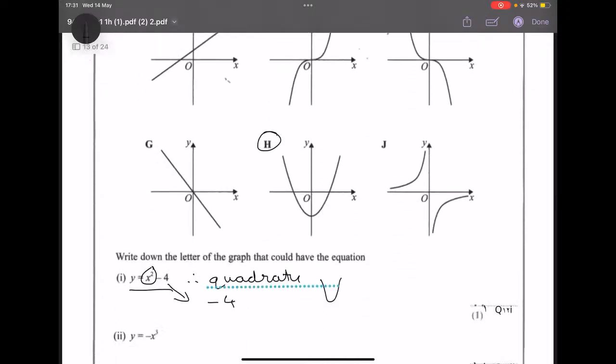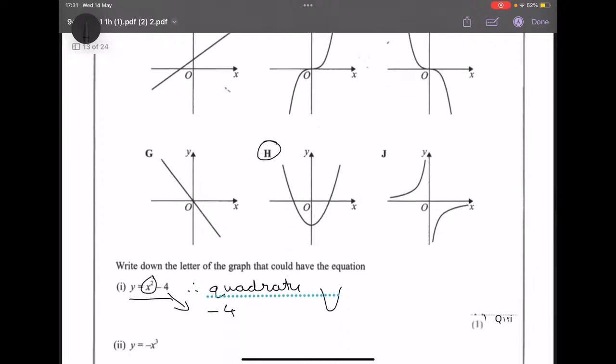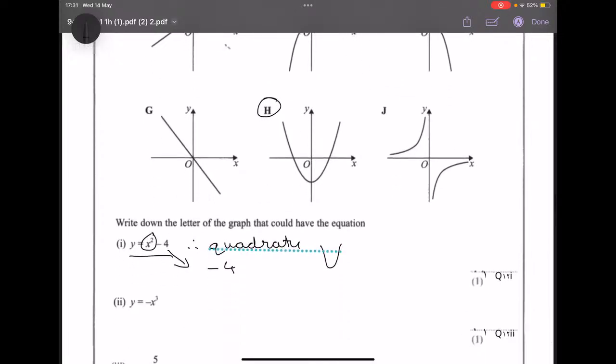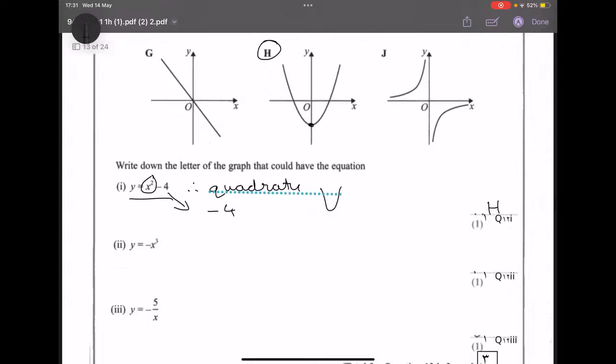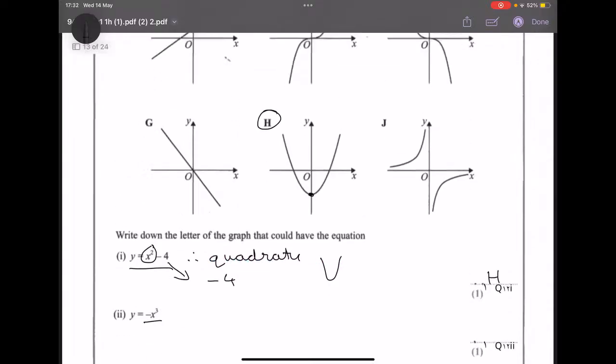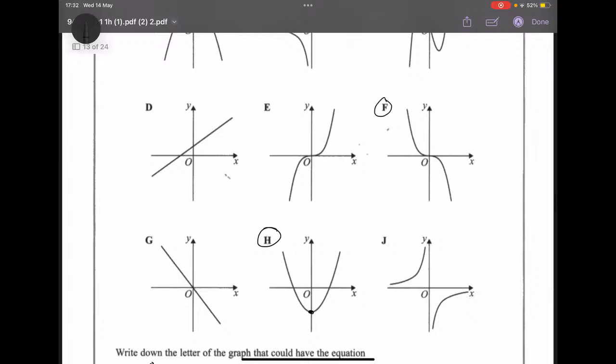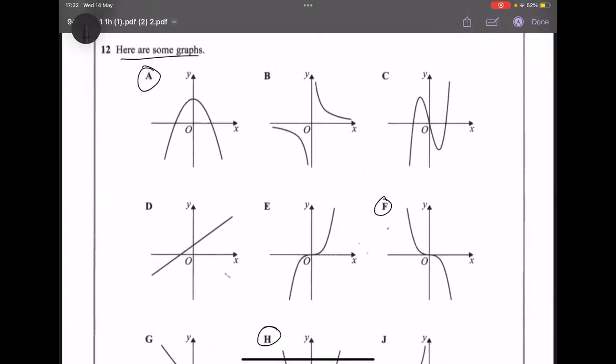And the quadratics are A, H, and that's it. A is negative, so it can't be that. H is positive, and it looks like it intercepts the y-axis at minus 4. Therefore, it is H. Next, y is a negative cubic. The cubics we have are F and E. And we have C as well.